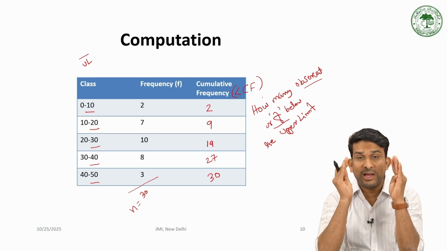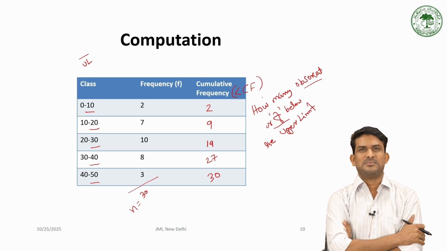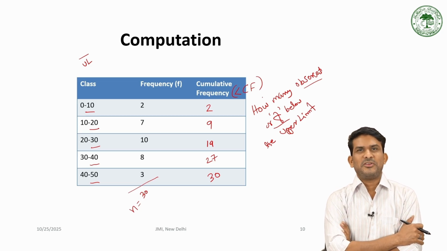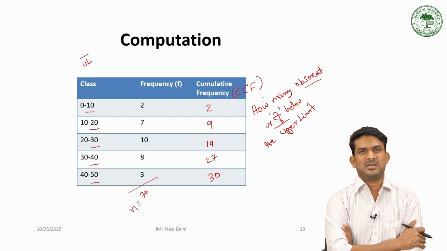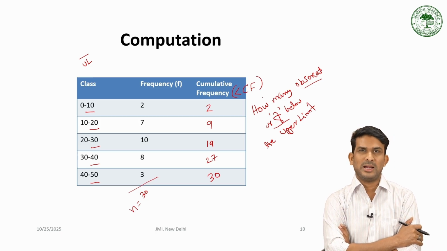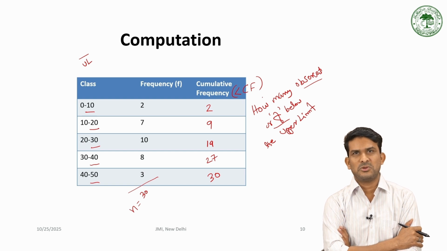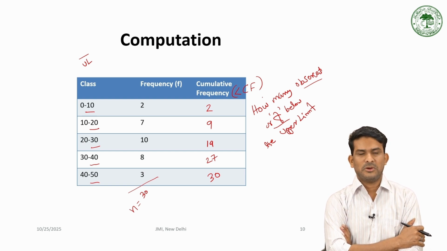You should have the idea. What is actually cumulative frequency? It is the total of the frequency below a specific upper limit of the class. Below the upper limit of a class, not between the lower and upper limit. Don't go for that. Got it?